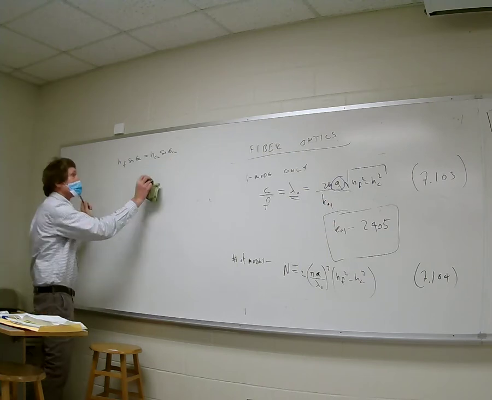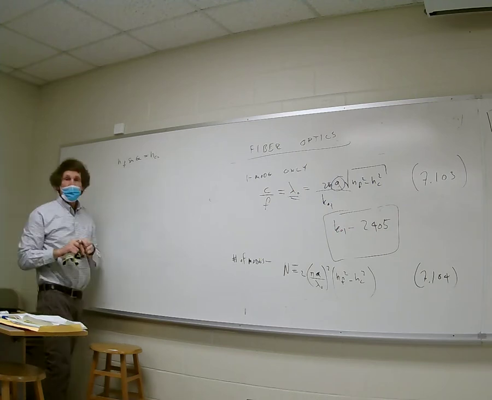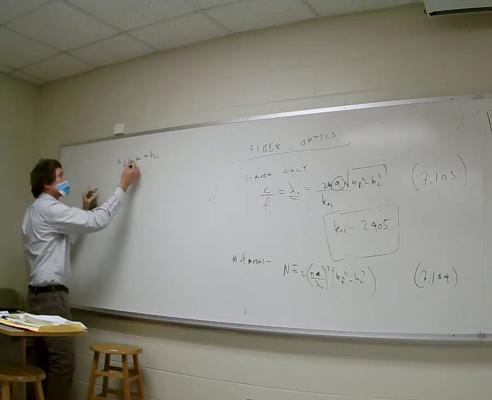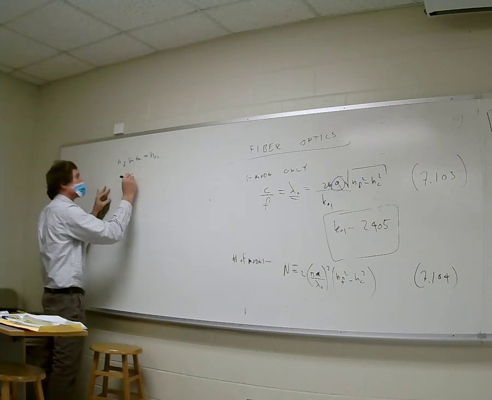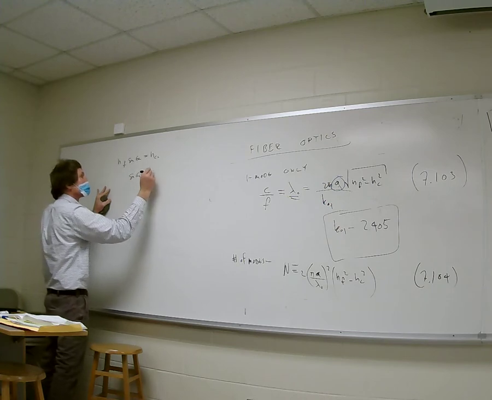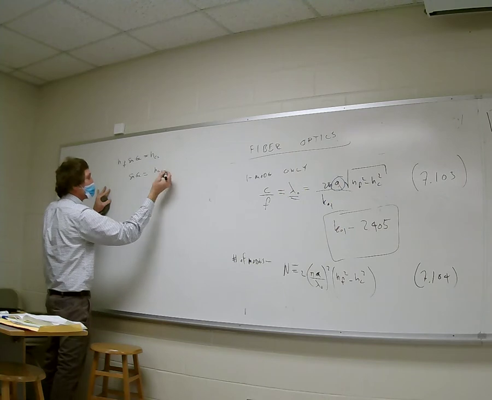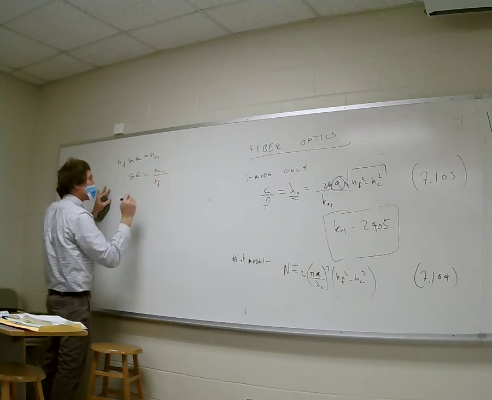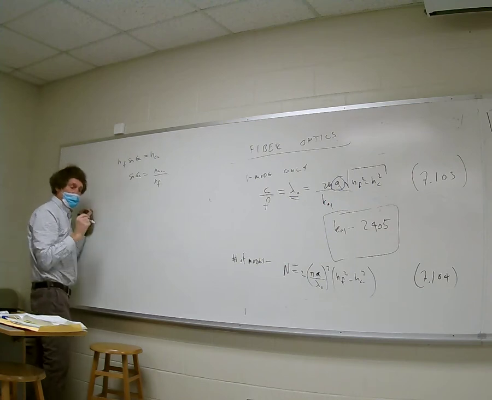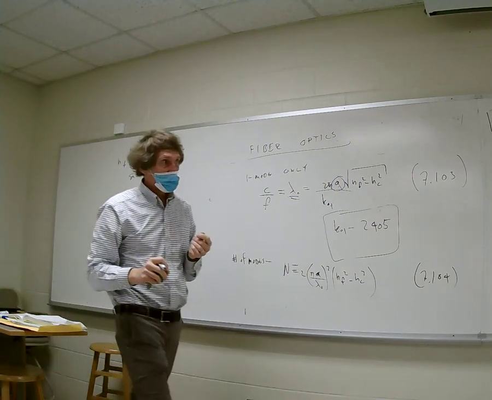So if that's 1, there you go. That means the sine of the critical angle here is equal to N of the cladding, I'm calling it CL, divided by N of the fiber. That's the critical angle.